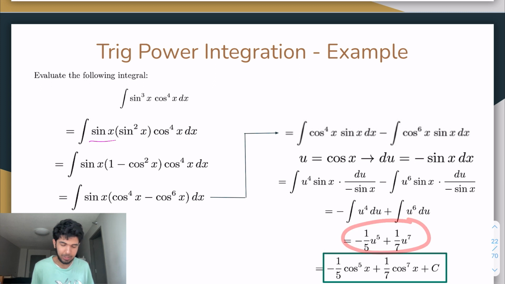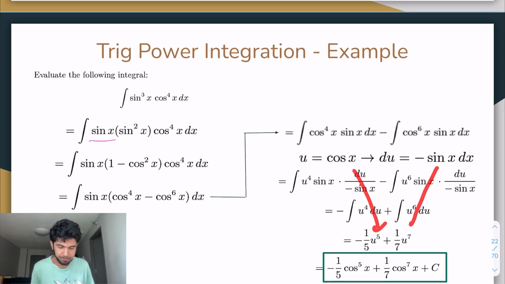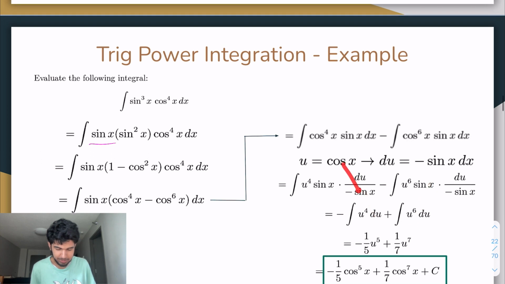So this is our final value. Substitute u back in, and then we will get our final answer here. That's the general workflow. This is a worked out example, but we're going to try to do some examples on our own in just a little bit.